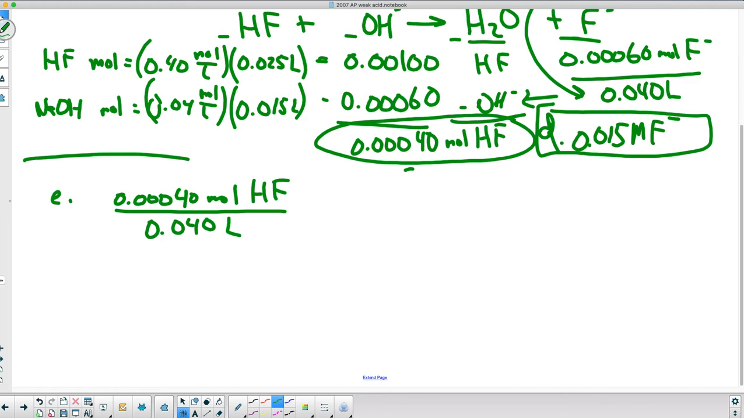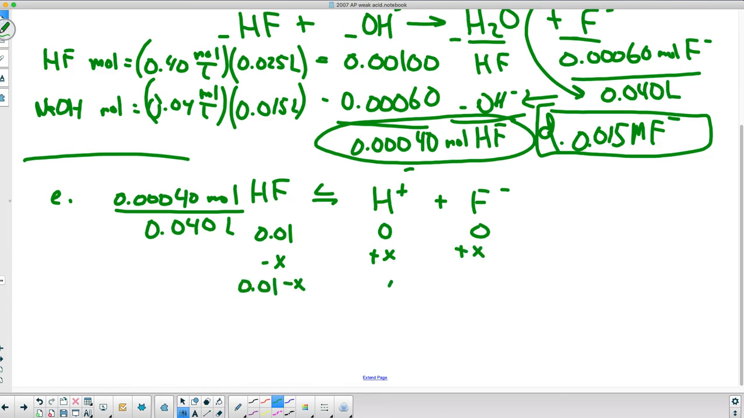Okay, so all of this equals a concentration of HF, and remember HF goes to H plus and F minus with the initial concentration of whatever this is. So I go 0.0004 divided by 0.04 equals 0.01. So this right here is 0.01 concentration minus X. This is 0, 0, and then plus X, 0.01 minus X, X, and X, which means X squared here.